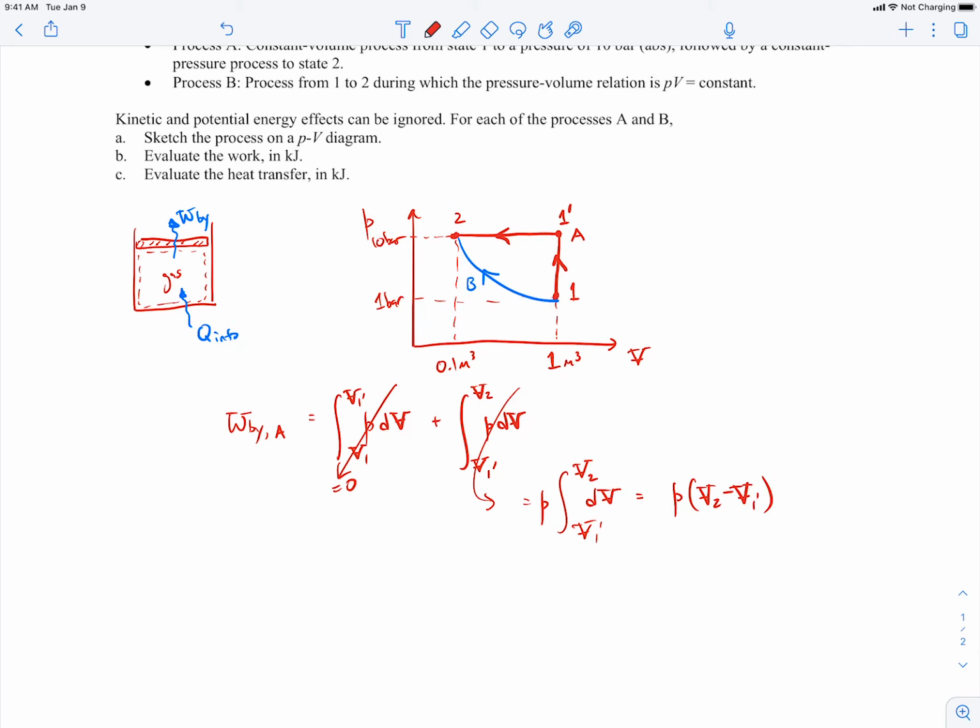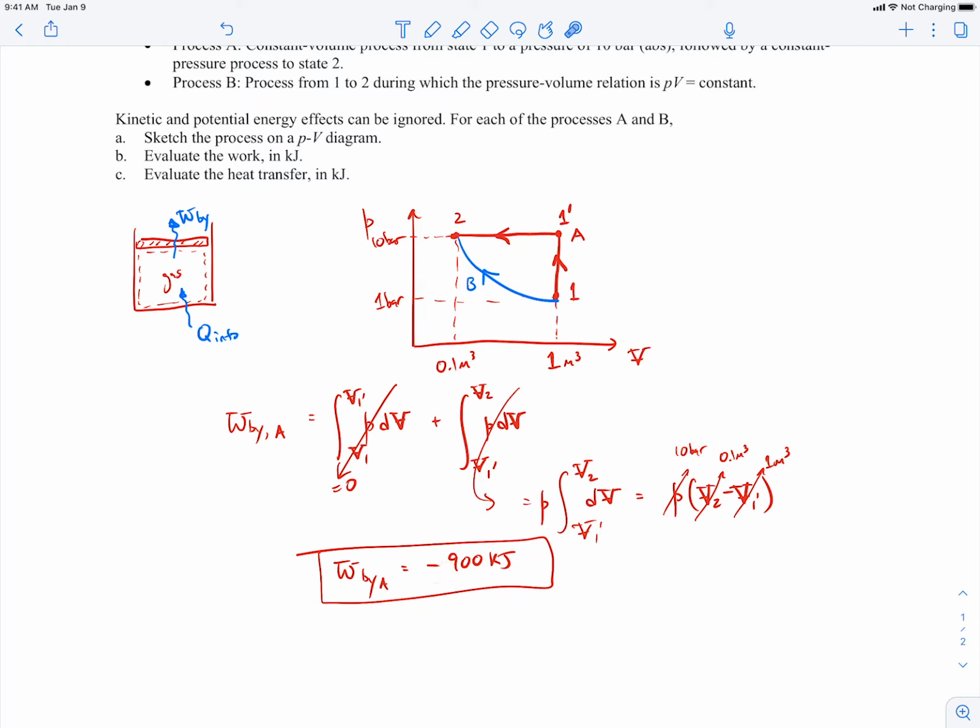So we know the values for these, right? This is 10 bar. V2 is the 0.1 cubic meter. V1 prime is 1 cubic meter. So when you work out these numbers, the work done by the gas following process A comes out to be minus 900 kilojoules.